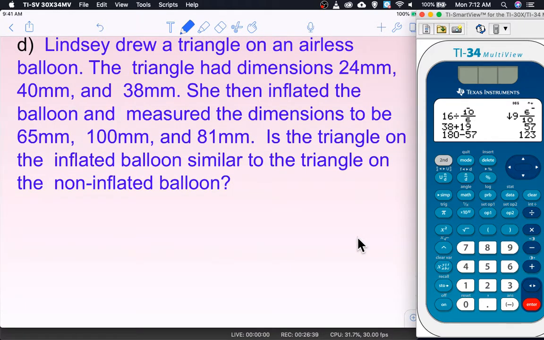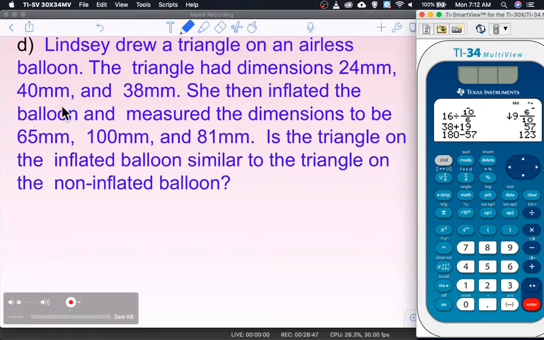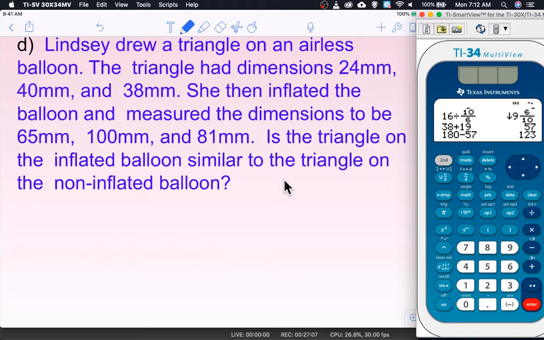So Lindsay drew a triangle on an airless balloon, so like there's no air in it. The triangle had dimensions of 24, 40, and 38 millimeters. She then inflated the balloon and measured the dimensions to be 65, 100, and 81 millimeters. Is the triangle on the inflated balloon similar to the triangle on the non-inflated balloon? This one's for you. Why don't you go ahead and pause the video, try it on your own right now, maybe draw a picture if you need to. When you're ready to continue, hit play, and we'll go through it together.